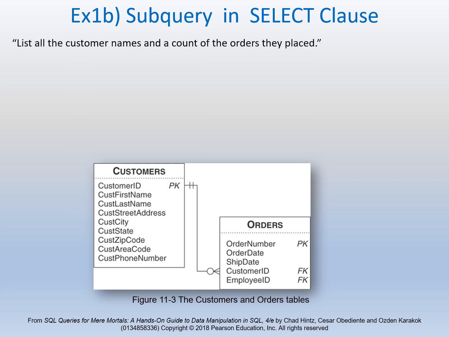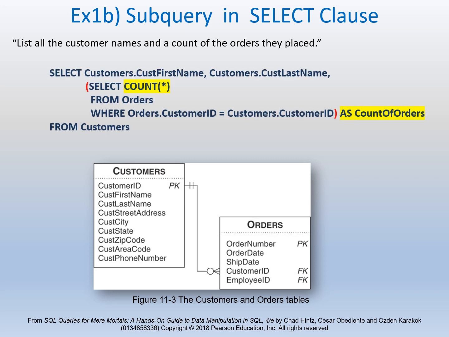Another example, list all the customer names and a count of the orders they placed. Again, we have a subquery in the select clause. We have the same data model based on two tables, customers and orders. We are selecting customer first name and customer last name from the customers table. We're also selecting the count. The count comes from a subquery in the select clause. The count is on the orders table.